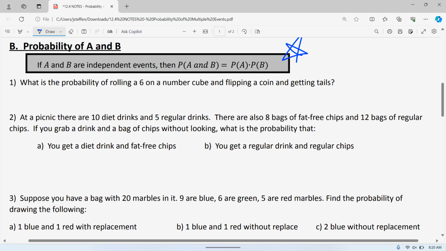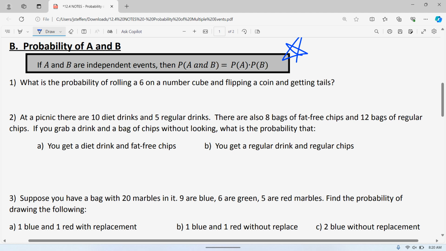The first thing we're going to go over is the probability of A and B. Now, the other option is A or B. So that's a whole different thing if it's A or B happening. So we're going to do the probability of A happening and the probability of B happening at the same time. So the first step, if they are independent, then the probability of A and B is just the probability of A multiplied by the probability of B.